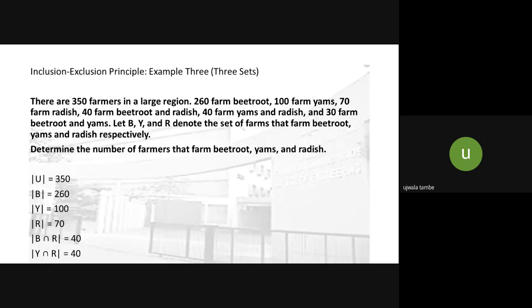So this is the next example based on three sets. Consider this example: there are 350 farmers in a large region. So again, we got the value of U, that is 350. 260 farm beetroot, 100 farm yams, and 70 farm radish. So these are the individual elements of each set, which are represented by B, Y, and R respectively.